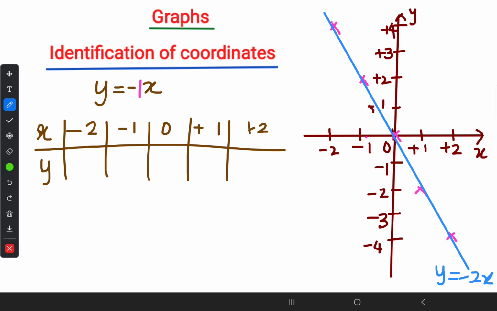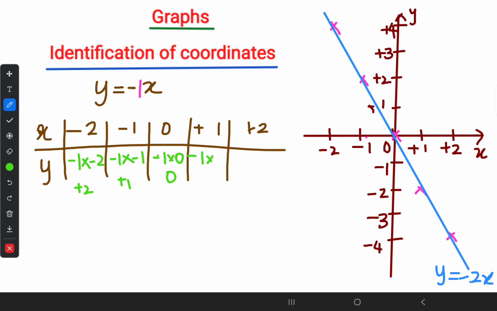So next one, y is -1x. So y is -1 times x, and here the corresponding x value is -2. So -1 multiplied by -2 will give you +2. Next case, -1 times -1. Negative into negative, +1. -1 times 0 would be 0.